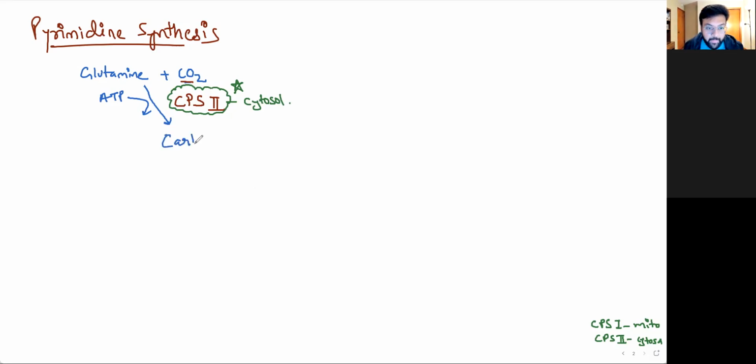Carbamoyl phosphate. Now, don't confuse glutamine with glutamate. When you combine glutamate and ammonia, you are going to make glutamine. So what's the difference between glutamine and glutamate? Glutamate, you add ammonia, you make glutamine. Perfect. So that's your carbamoyl phosphate.